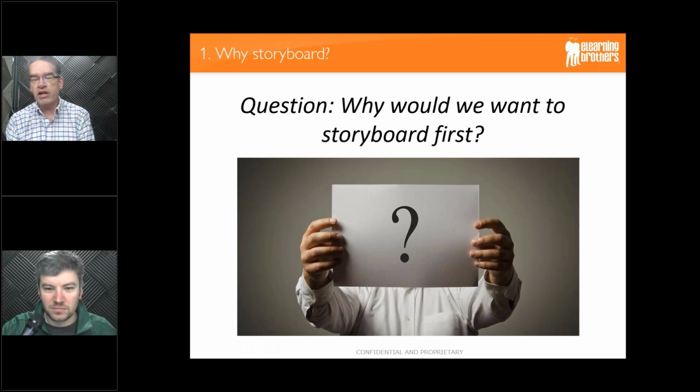Why not just go straight to development? Why not just develop the thing first? Why do we want to storyboard first? All right, so some of these are coming in: to keep me and the client focused, to lay out a plan. Yes. To be faster and easier when you need to make changes.